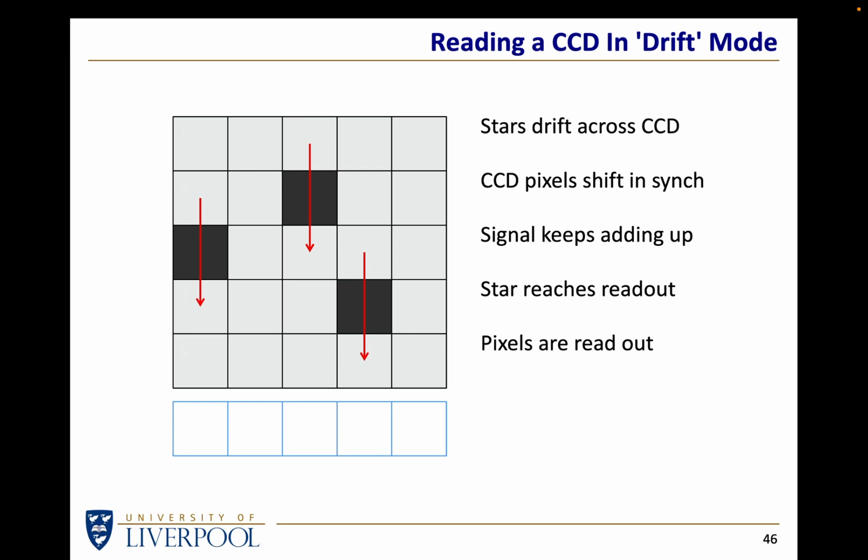And it does that for, of course, more than one star. I've shown here 3 blobs. A star will probably not be just 1 pixel, but in principle, it's what I've said. The stars are drifting across, but they are drifting at exactly the same speed that the CCD is shuffling down, which means the CCD effectively is tracking the star. And then when the stars reach the end, the information is read out.